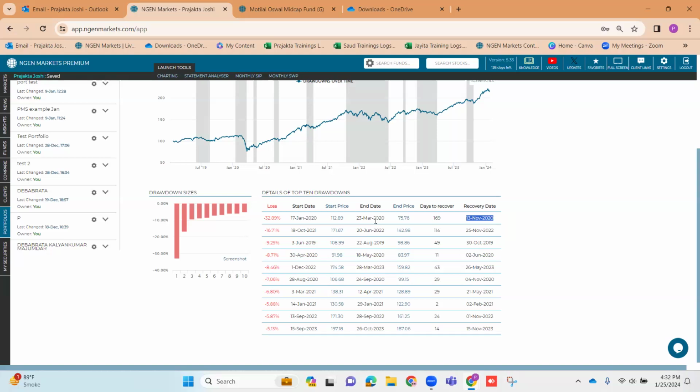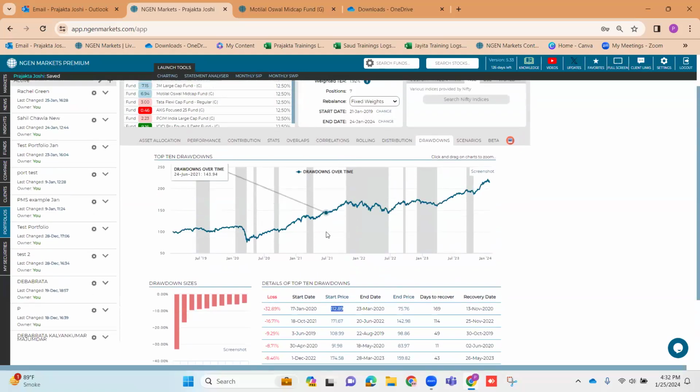Now, what happened on that date? On that date, the entire loss was recovered and the NAV of the portfolio reclaimed the level of 112.89. And this is something that you can corroborate also on this line chart. So for an example, let's try and find 13th of November 2020 on this line chart.